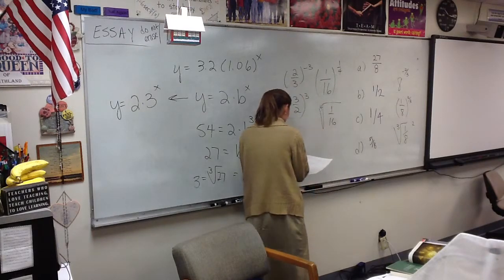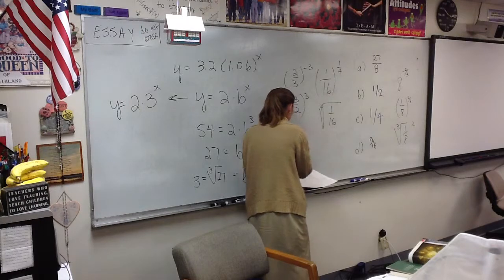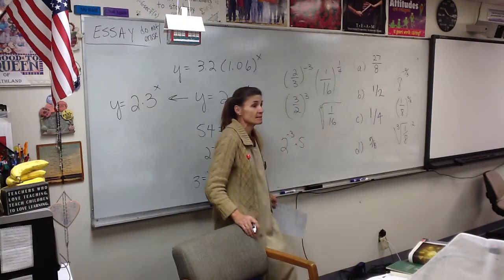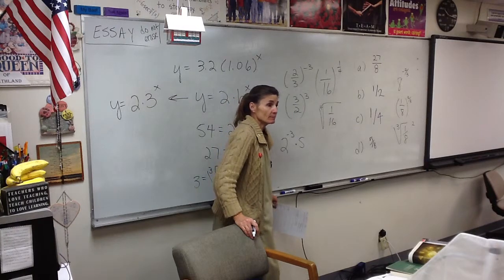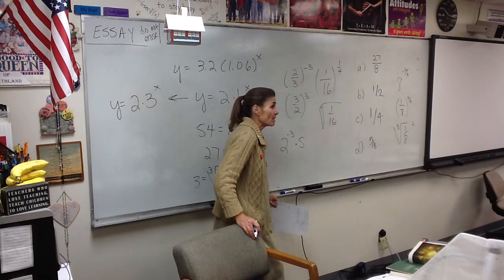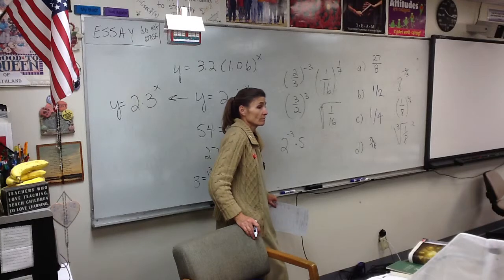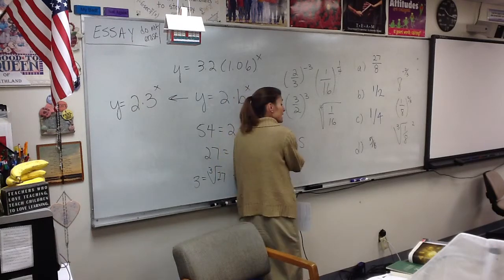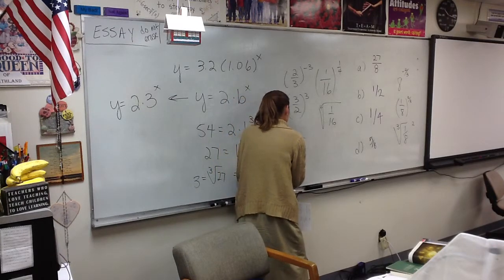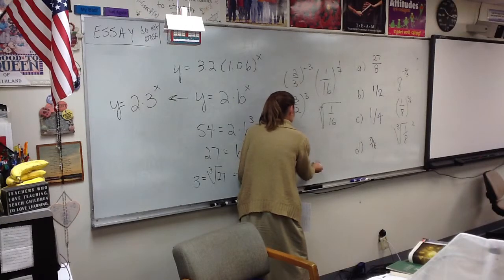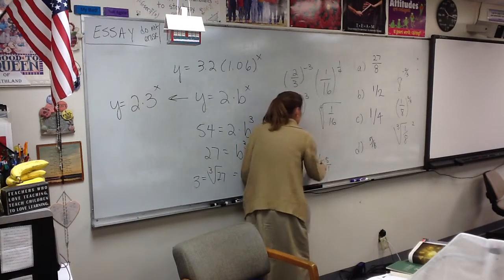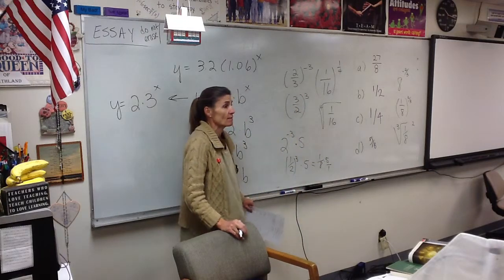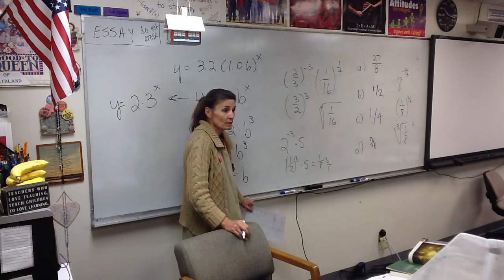And the last one, the answer we have on the board is 5/8. That is the correct answer. Does anybody have a question about that? 2 to the negative 3rd is 1/2 cubed. 1/2 cubed is 1/8. And 1/8 times 5/1 is 5/8. Beautifully done.